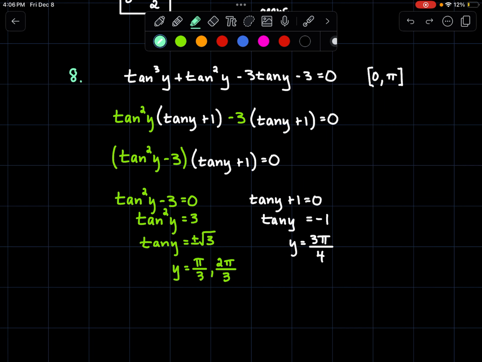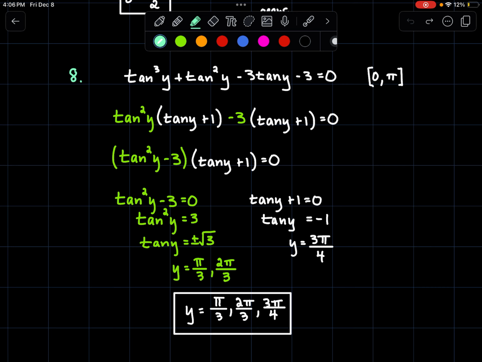So there are 3 solutions to this particular trig function, and those are pi over 3, 2 pi over 3, and 3 pi over 4. So there you have some factoring methods and isolating the expression to solve for trig equations.